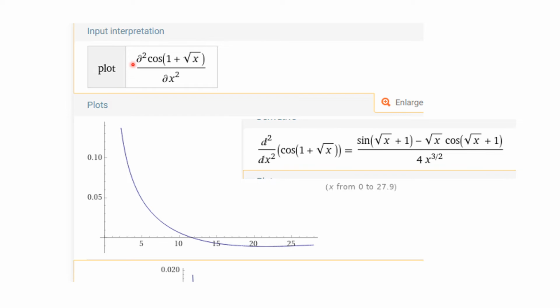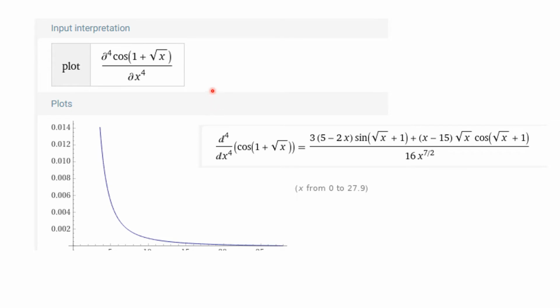does the graph of the second derivative look like. Now these symbols show it as second partial derivative, but since there's only one variable, this is the graph of the second derivative of cosine of 1 plus the square root of x. And this is what it looks like. And this is, to save you the Calc 1 trouble, this is what the second derivative would be if you computed it. And again, these are things that I think you will find are valuable as you're working the problem.